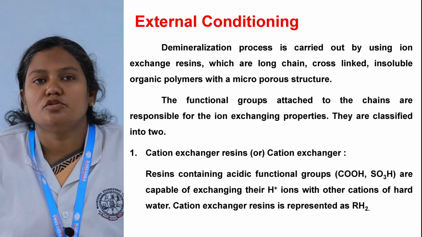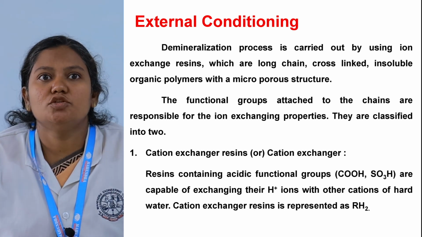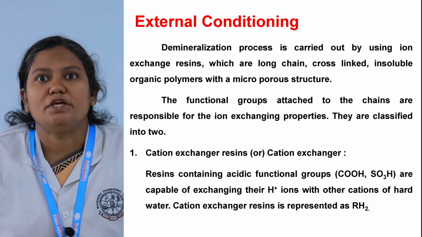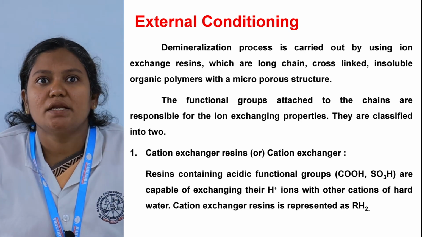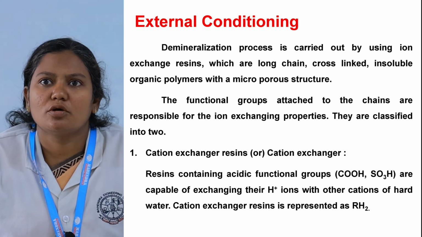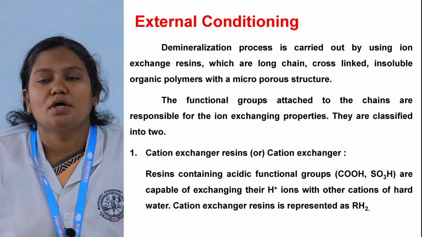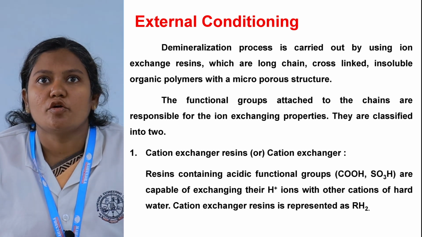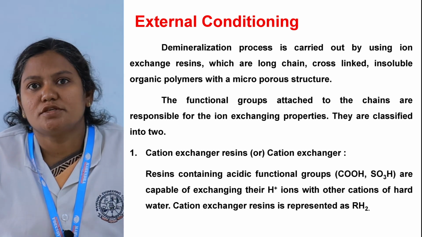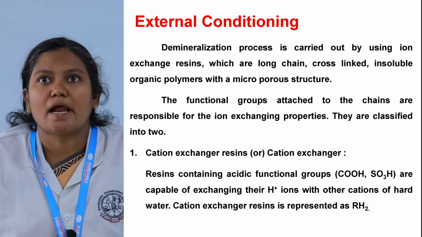It is carried out using ion exchange resins, which are long chain, cross linked and insoluble organic polymers. That means they have a straight, long chain with branched chains, and are insoluble organic polymers with a microporous structure. The functional groups attached to the chains are responsible for the ion exchanging properties. Here we use two types of resins: cation exchanger resins and anion exchanger resins. The cation exchange resin is also called a cation exchanger, and the anion exchanger resin is also called an anion exchanger.